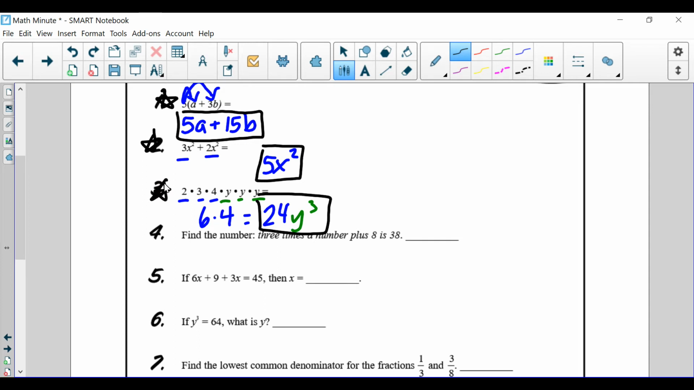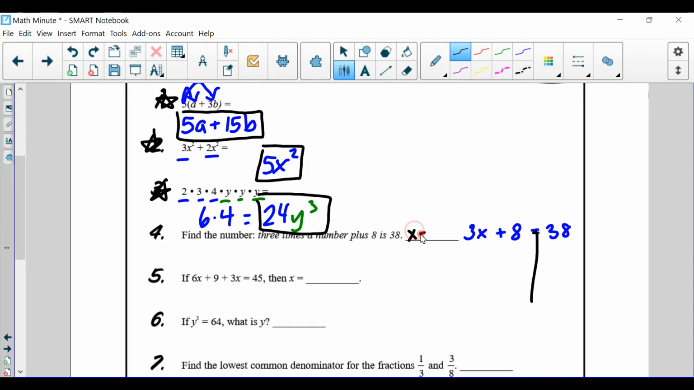Next thing is we're going to find the number. 3 times a number plus 8 is 38. So let's write down what that means. We've got 3 times a number, 3x, plus 8, okay, is, remember, is means equal to. Then we're going to go ahead and draw the line here. All right, we can try to figure it out on our own. 3 times some number plus 8 is 38.